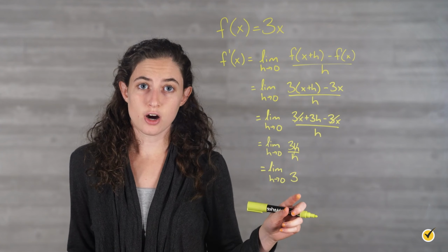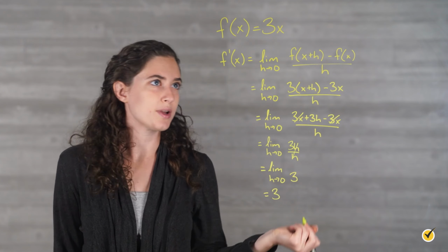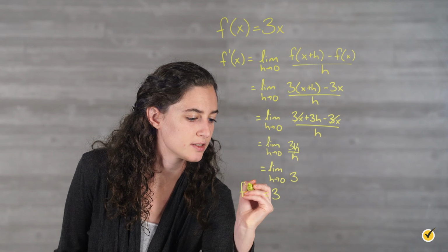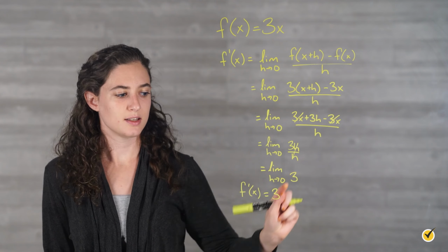The limit of any constant is that constant, so our answer is 3. Intuitively, we already knew this to be true, because m, the slope of the line, was set to equal 3. So f prime of x, or our derivative of the function 3x, is equal to 3. Let's try applying the derivative formula to another function.